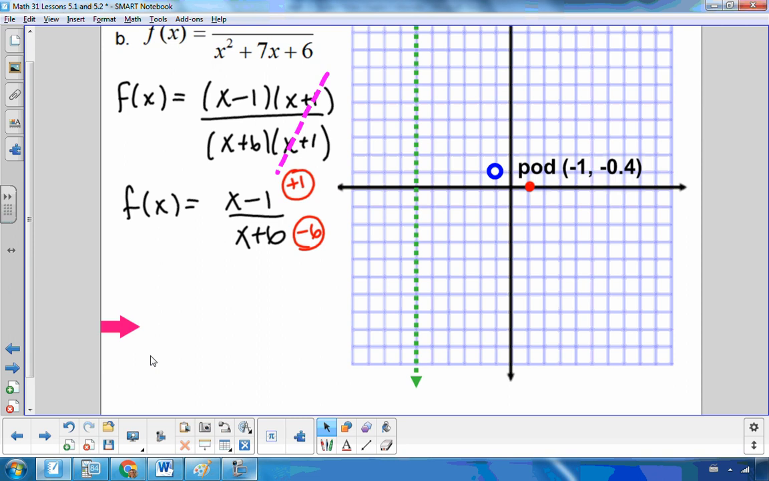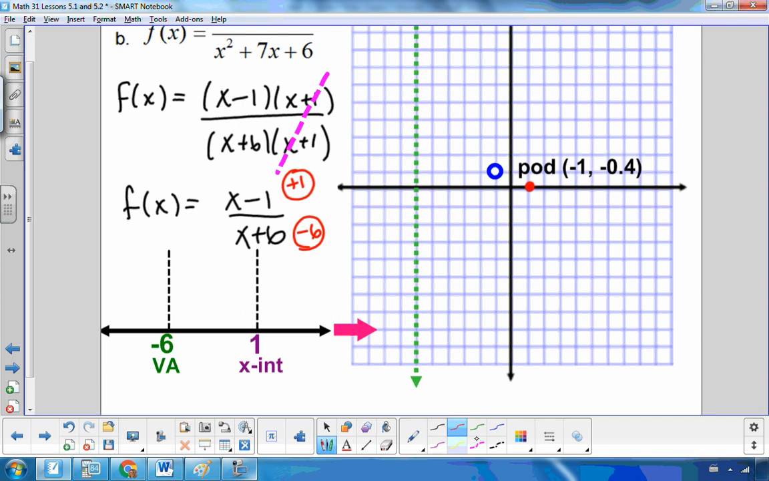So using my critical values here, I'm going to use a number line and do sign analysis. Let's start with our numerator. Our numerator of x plus 1 is 0 at negative 1. So to the left the factor is negative, to the right the factor is positive. The denominator x plus 6 is 0 at negative 6. So to the left that factor is negative, to the right that factor is positive.